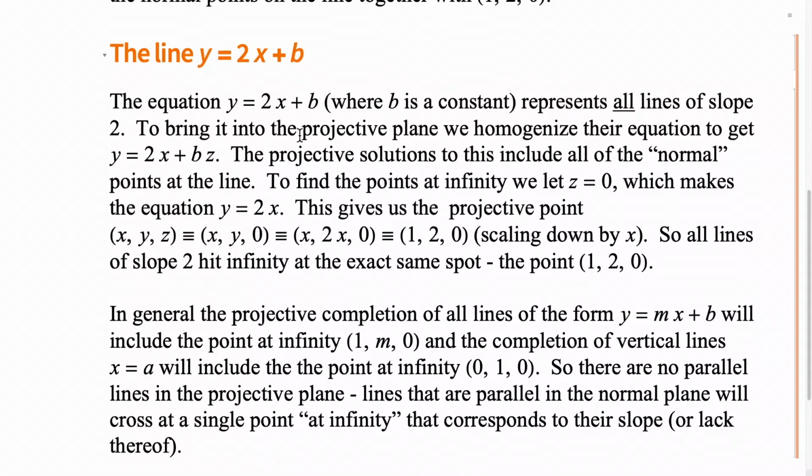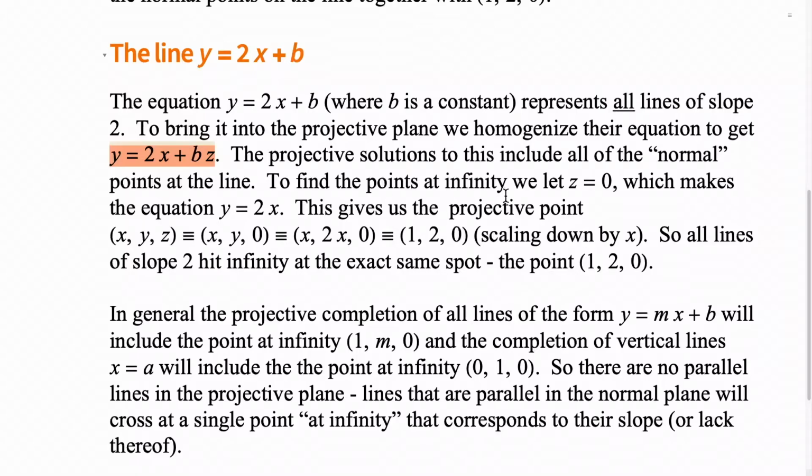Now next, we'll generalize this a little bit and take a look at the line y equals 2x plus b. So the equation y equals 2x plus b, where b is any constant, doesn't represent one line of slope 2, it represents all lines of slope 2. To bring it into the projective plane, we homogenize it to get the equation y equals 2x plus bz. All terms here have degree 1. The projective solutions to this include all of the regular points on the line.